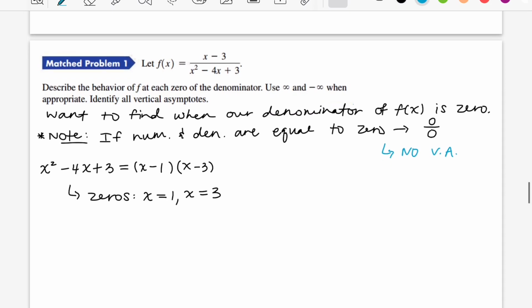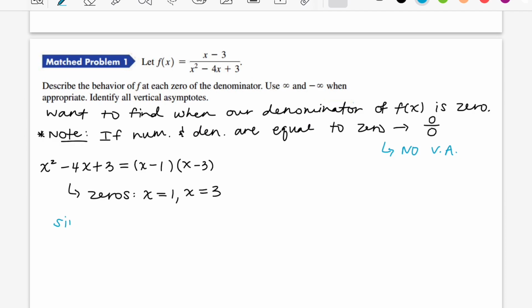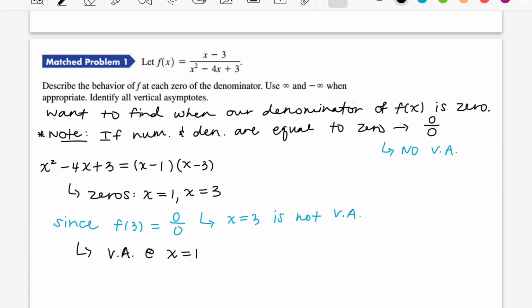But something to note here, if we were to plug in 3 into our equation, we get our indeterminate form. So this tells us x is equal to 3 is not a vertical asymptote. And then we can conclude, though, that we do have a vertical asymptote at x is equal to 1, because if we were to plug that in to our equation, we would not get our indeterminate form.